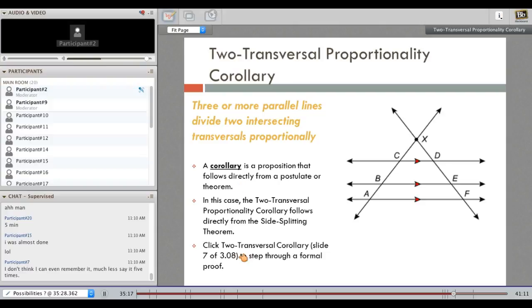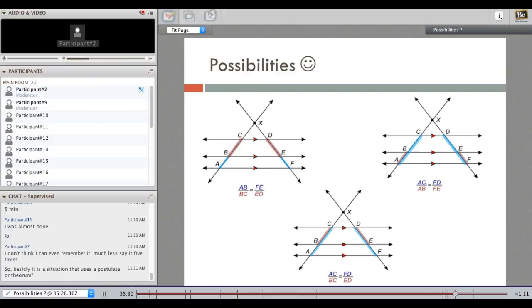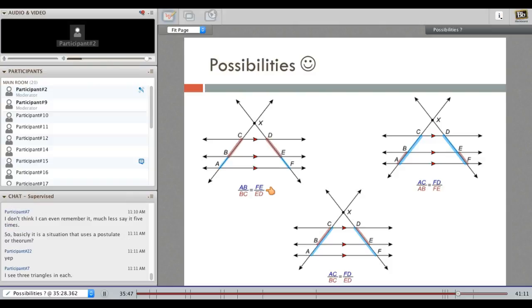Again, you will have a proof of this. So if you go to slide 7 of 3.08, they'll walk you through why this is true. But I think this will kind of be intuitive to you, because after you've done 3.07, here are the different possibilities. So does this kind of look, give me a sign on the face if you think this looks like the pictures that we just did in 3.07. Do you see some triangles going on in here? And see how we have some proportions we're going to be setting up? Exactly, Will. That's a perfect way to put it.